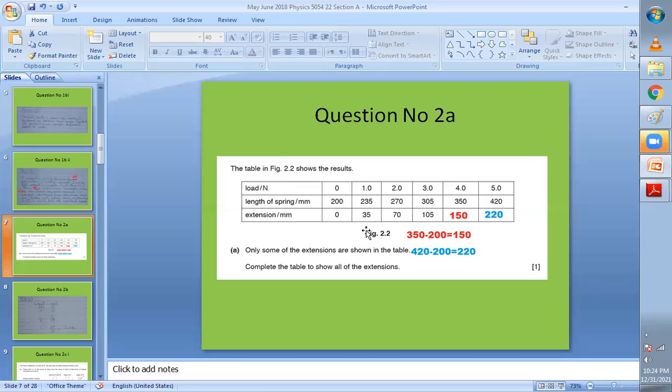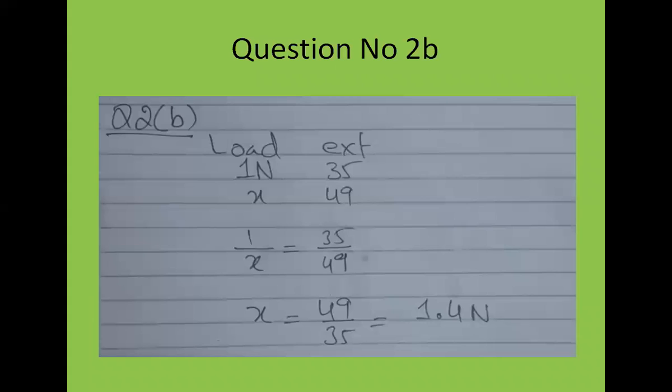So now the question is, what load will produce an extension of 49 millimeter? You know that the load and the extension are directly proportional to each other. So I can use that proportional method. Let me show you. I have taken the values of load and extension. They are directly proportional to each other, so I can use the method of proportion. 1 Newton produces an extension of 35 millimeter. So how much load X will produce an extension of 49 millimeter?